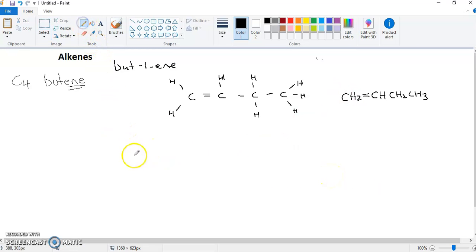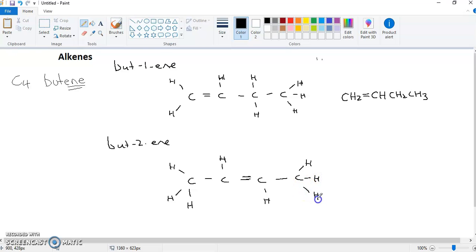But-2-ene, very similar. 1, 2, 3, 4. Put the double bond in the middle, and then the hydrogens go on there. And here we can see 1 hydrogen there, 1 hydrogen there. Missed one there. I knew I was missing one. Yep, that's better. So again, this one would be CH3, CH, CH, CH3, like that. Oh, very nice. But-2-ene. Fancy.